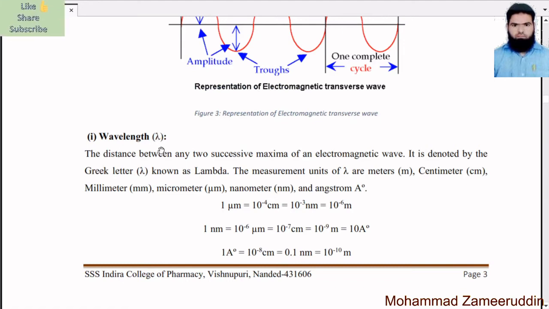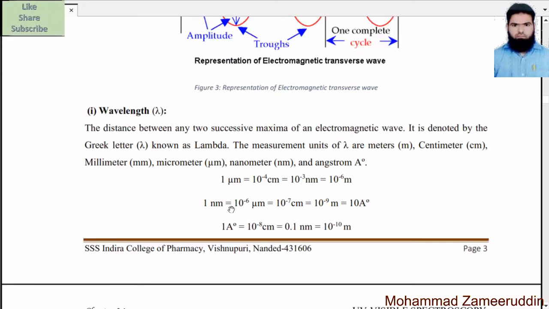Now, as I told earlier, the distance between any two successive or consecutive maxima or peaks of an electromagnetic wave is called the wavelength. It is denoted by the Greek letter lambda. The measurement unit of lambda is meter. Since it is a unit of length, it will be measured in either meter, centimeter, millimeter, micrometer, and even smaller, nanometer and angstrom.